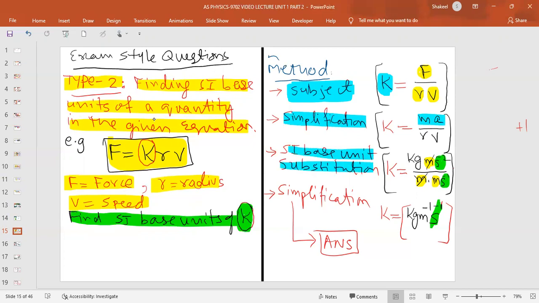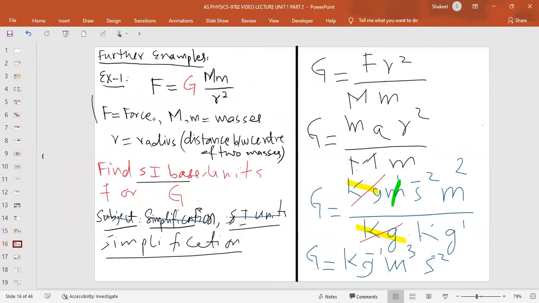Then you have to put in SI base units. For mass, it is kilogram. For acceleration, it is meter per second square. For radius, it is meter. And for velocity, it is meter per second. Then you need to simplify it. Meter is coming 2 times, so the 2 meters will be cancelled and 1 meter is left, and then 2 seconds are there, so you'll add their powers. So your answer is kilogram per meter per second. The unit of K is kilogram per meter per second. That's how you solve such types of questions.